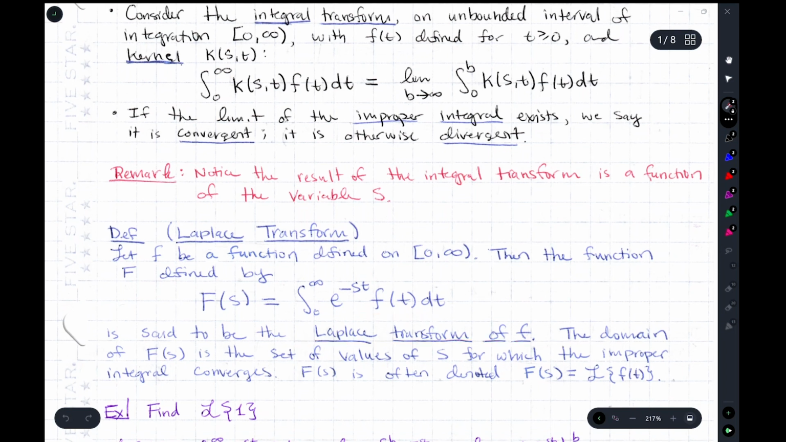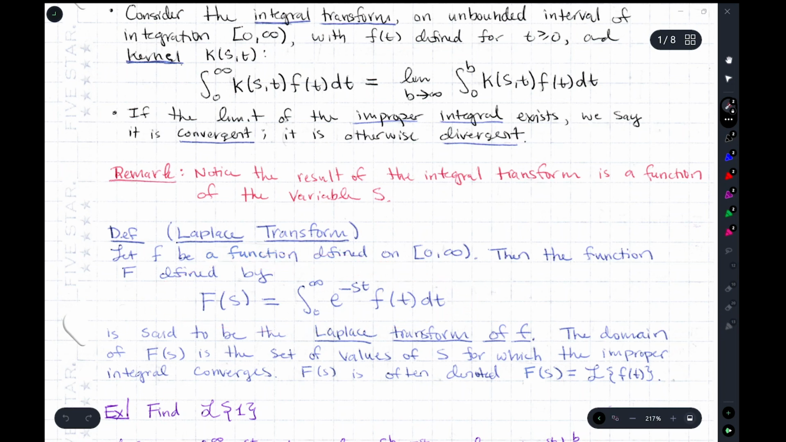f is what's being transformed, the function. The domain of F(s) is the set of values of s for which the improper integral converges. So where this converges, that's going to be the domain of this function here, which is the Laplace transform of lowercase f, okay? F of s is often denoted, so we'll represent F of s, the Laplace transform of lowercase f, as this L with f inside there. So that's the definition of the Laplace transform.